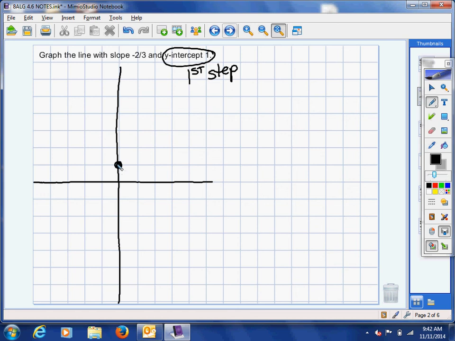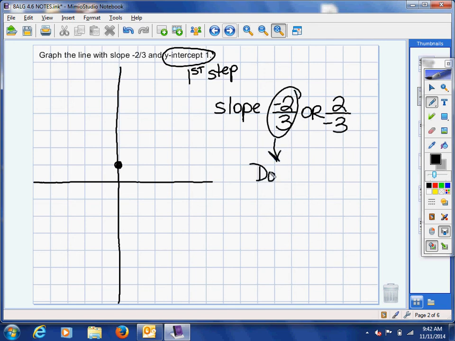All right, there it is. It's marked. There's 0, 1, positive 1 on the y. Now, we're going to use the slope, negative 2 over positive 3. What's another way of writing that? Do you remember from the last slide? If you said 2 over negative 3, you're absolutely correct. Great job on that. So remember, when we're looking at this form here, the negative 2 over positive 3, this is our pattern. Down 2, right 3.